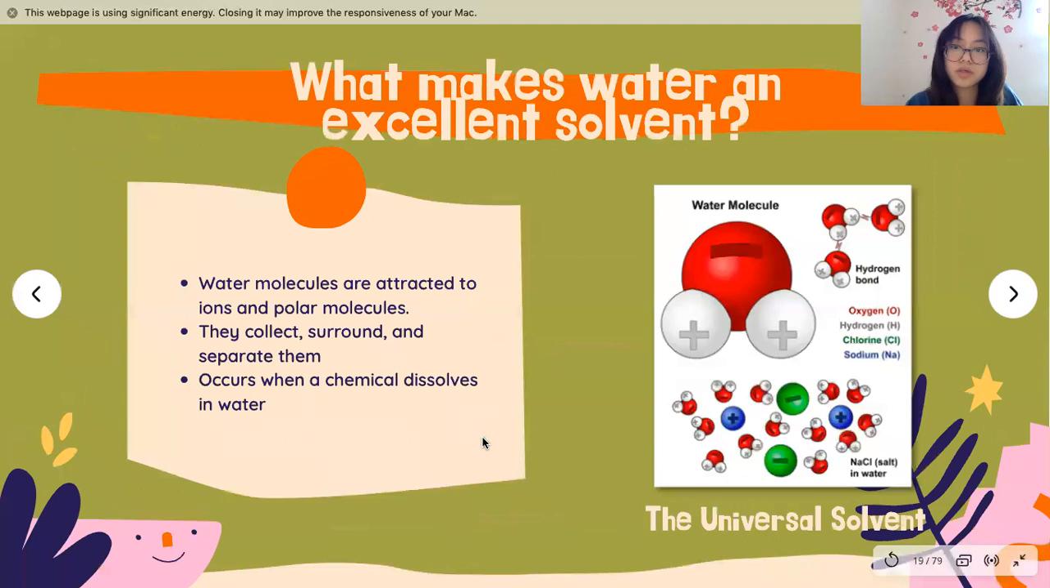So the first one is that water is a universal solvent. Water molecules are attracted to ions of polar molecules. They collect, surround, and separate them. So this occurs in the body when a chemical dissolves in water.